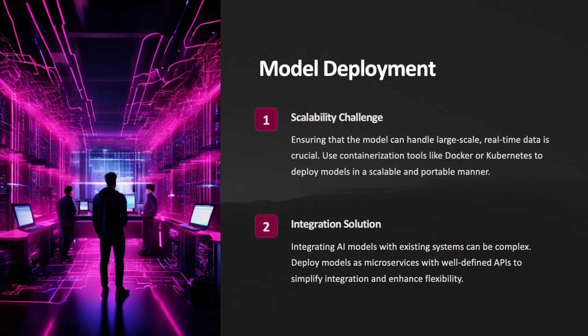Once the model is built and evaluated, it's time for deployment. One of the key challenges during deployment is scalability. For instance, a recommendation system for an e-commerce site might work well during normal traffic, but what happens during peak shopping seasons? The model needs to scale automatically to handle increasing loads, which is where tools like Docker and Kubernetes come in. They allow the model to be portable and scalable across different environments.